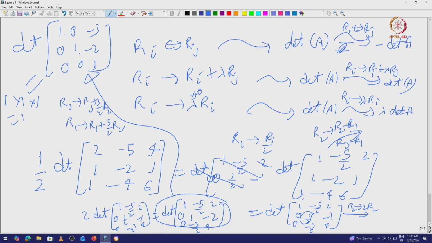So what we originally wanted was this determinant. We scaled it by half to get this, and we scaled this by 2 to get this. So these scaling factors cancel out, and the original determinant is indeed equal to 1. So this is a quick demonstration of how to use the row echelon form to compute determinants.